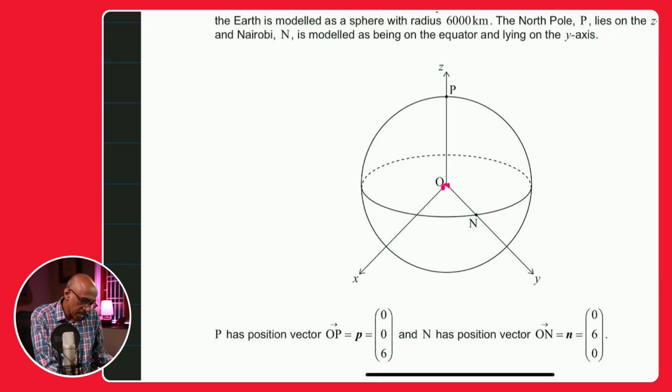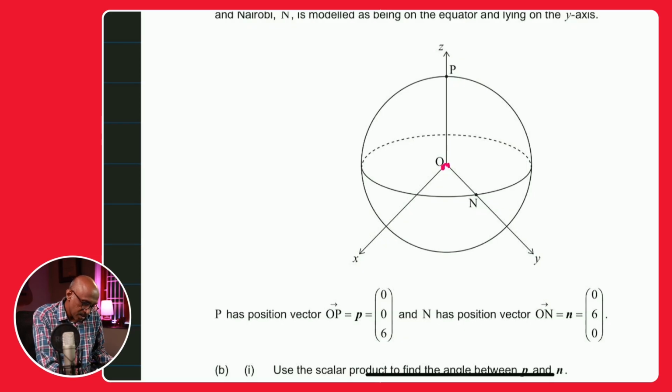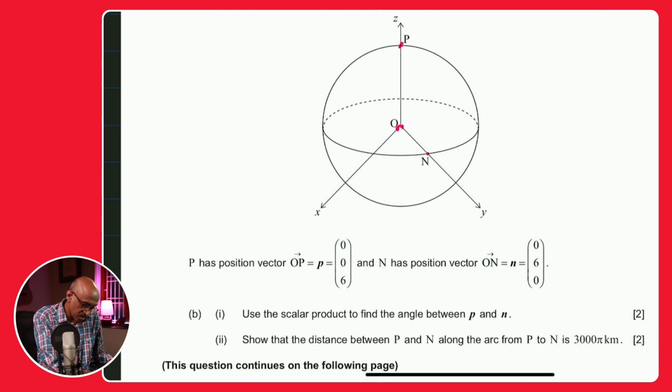And the Earth is modeled as a sphere with radius 6,000 kilometers. So that means they must have marked it as 6. The North Pole P lies on the z-axis, and Nairobi N is modeled as being on the equator and lying on the y-axis. So that's Nairobi along the y-axis. North Pole P, z-axis, and there's the x-axis. Okay, P has a position vector of 0 0 6, obviously, z-axis, and that's P bar. N has the position vector ON bar, which is N bar 0 6 0.